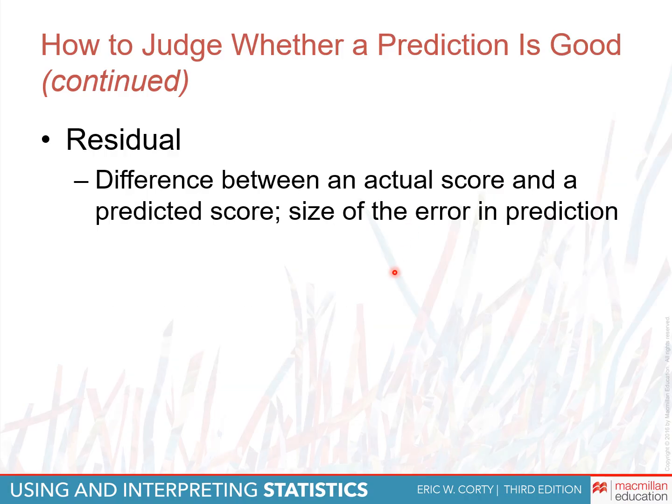So when we talk about error in our prediction of the regression line, we refer to it as a residual. And the residual is the difference between our actual score from our data and the predicted score based on that regression line that we draw.